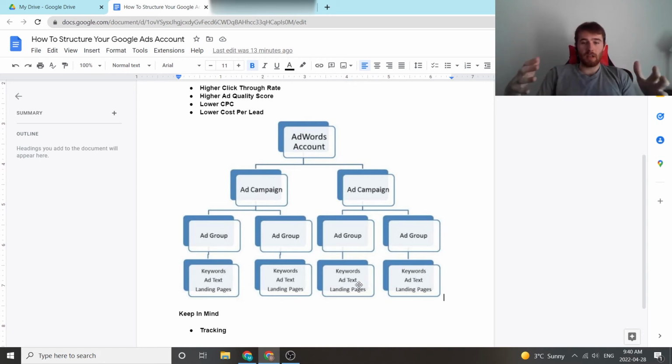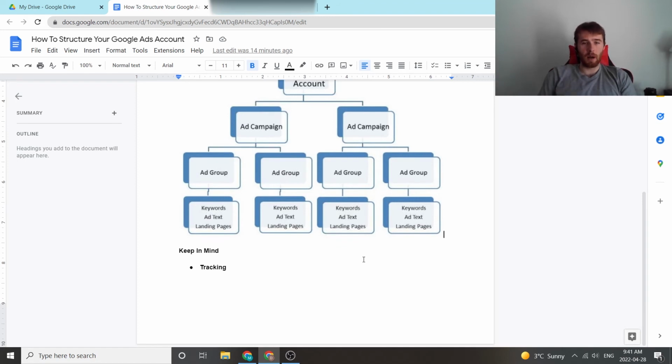The ad copy needs to be, again, associated with the keyword. So everything here has to line up. And then the ad copy has to be associated with the landing page. So all of this has to be themed very tightly. The landing pages have to line up with the ad copy. The ad copy has to line up with the keywords. The keywords have to line up with the ad group. And the ad group has to line up with the campaign. And if you do all of this correctly, you're going to see good results.